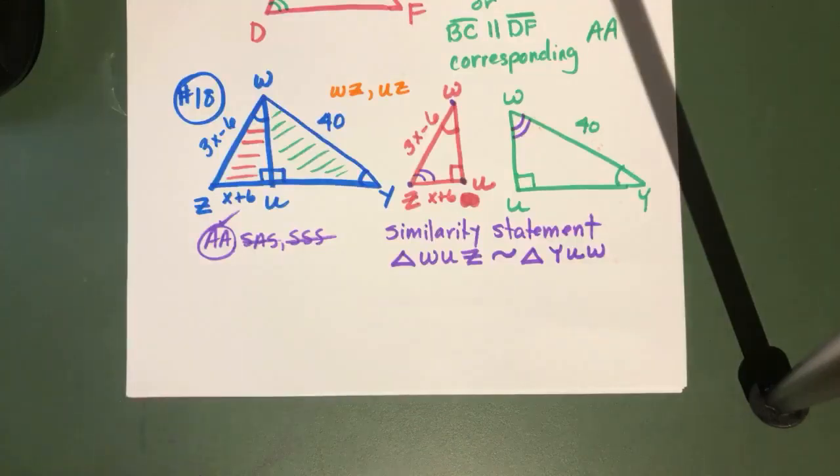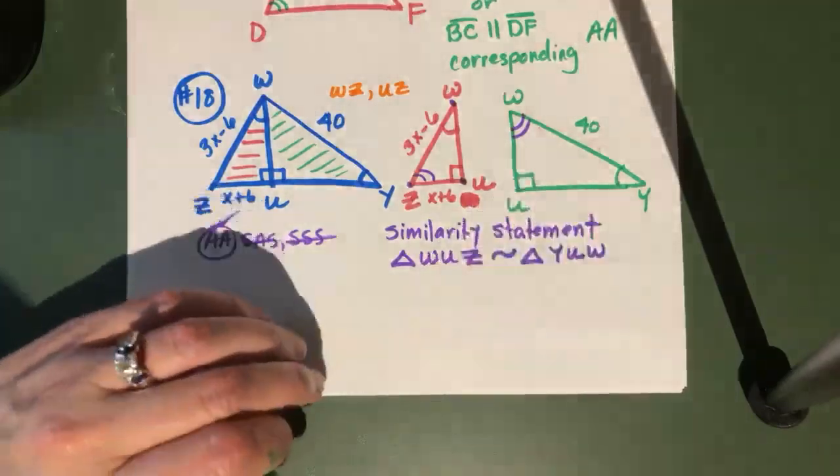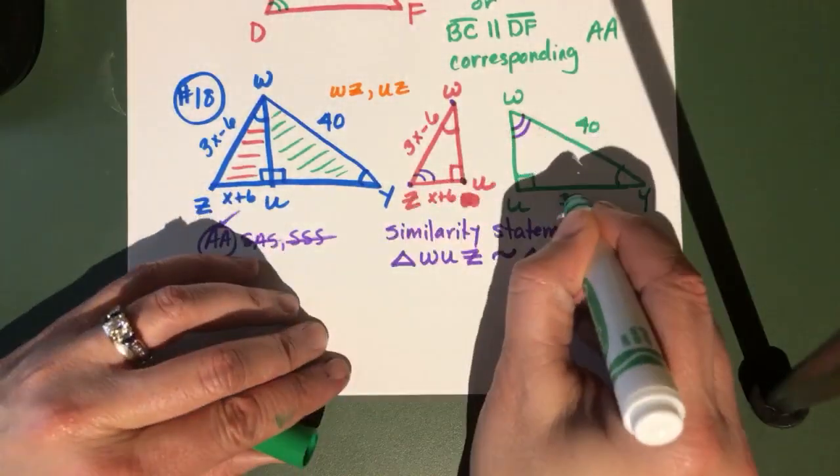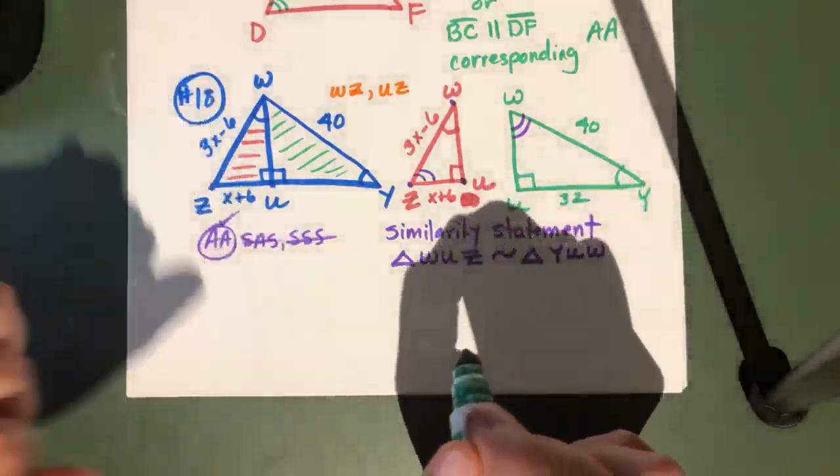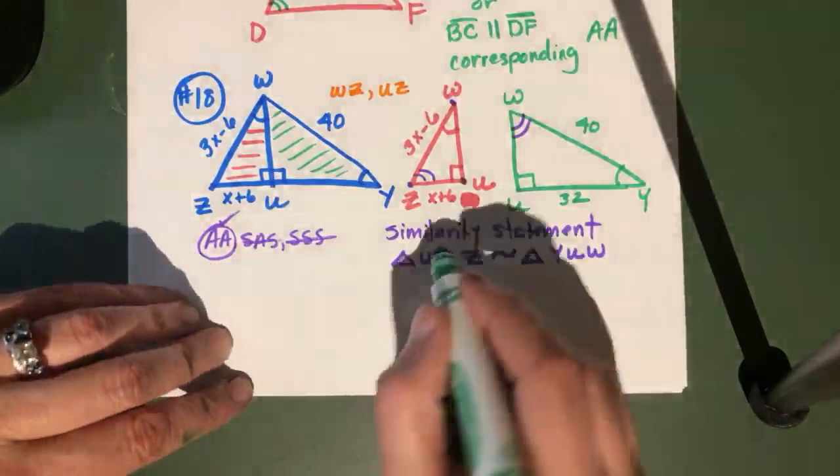Well, this is kind of a tricky question, because what you end up having to do is set up a similarity statement with these values. And one value I did miss is this is 32. Okay, so let's write our proportionality statement out first. Let's go off the similarity.